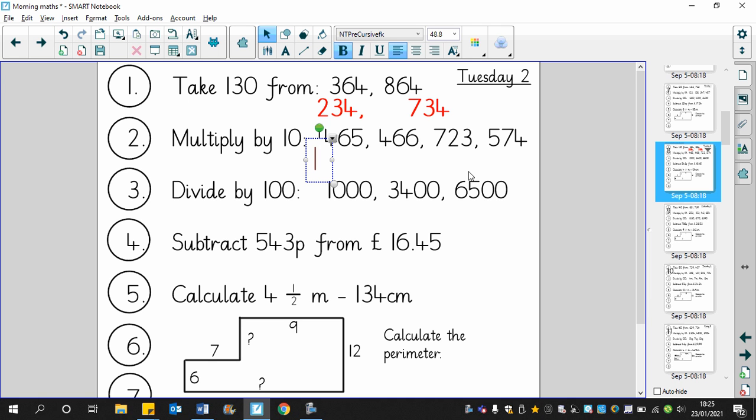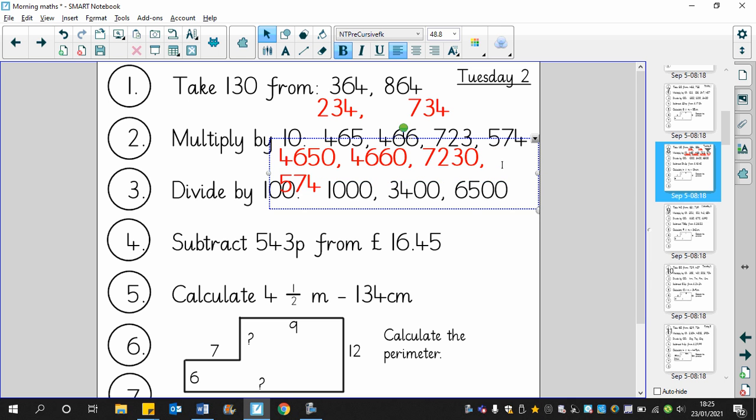465, we're multiplying by 10, so the 4 goes into the thousands column, so that's 4,000. The 6 goes into the hundreds, that's 650, and then we have a 0 placeholder. 466 is 4,660. Then we've got 723, so the answer is 7,230, and we finally have 574, so the answer is 5,740.